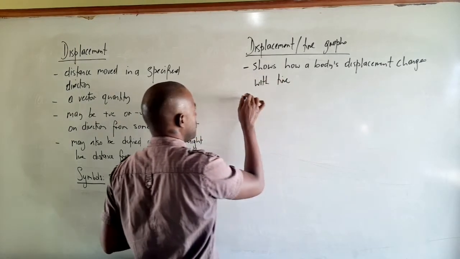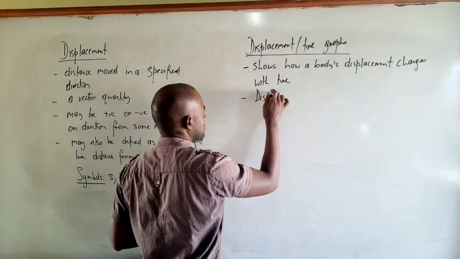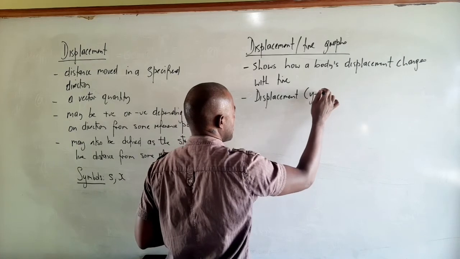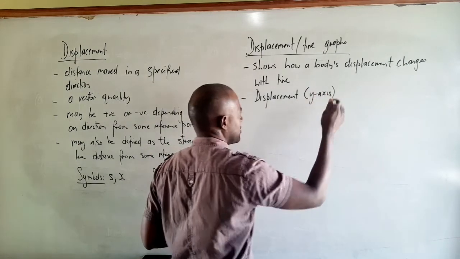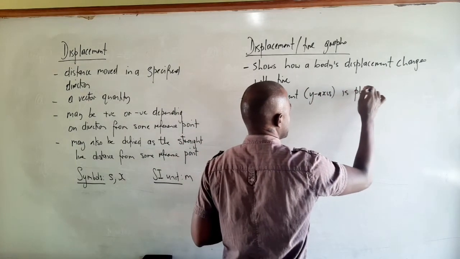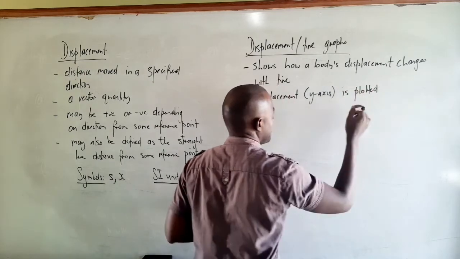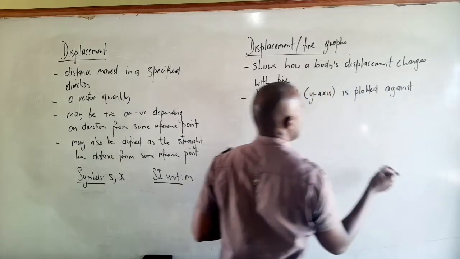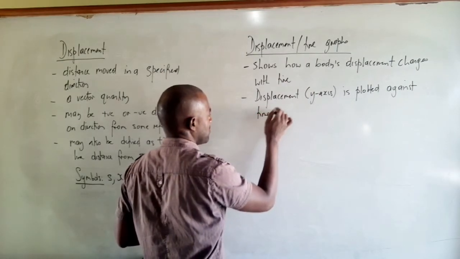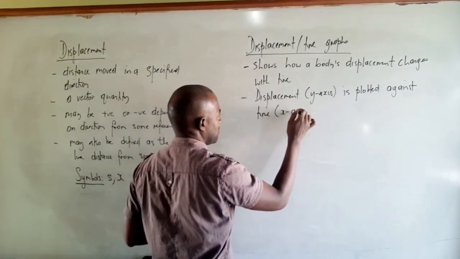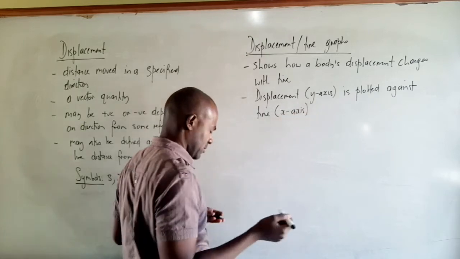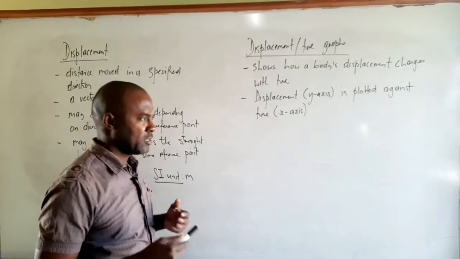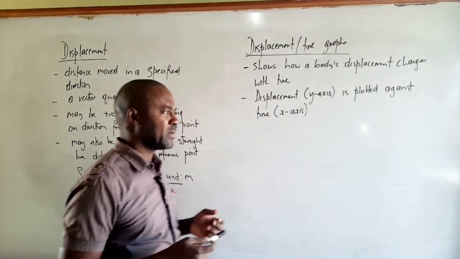Right? So displacement on the vertical or the y-axis is plotted against time on the horizontal or the x-axis. Right? Now, what information can we tell from a displacement time graph?